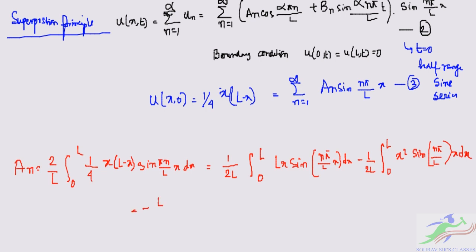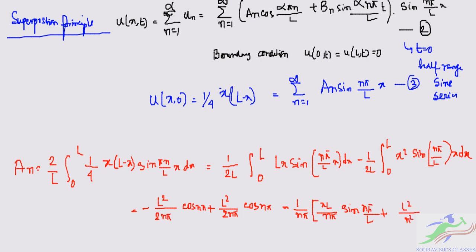Then if we simplify this, it will be minus l square by 2 n pi cos of n pi plus l square by 2 n pi cos n pi, so it will cancel out, and we have 1 by n pi times x l by n pi sine of n pi x by l plus l square by n square pi square cos of n pi x by l, from 0 to l.